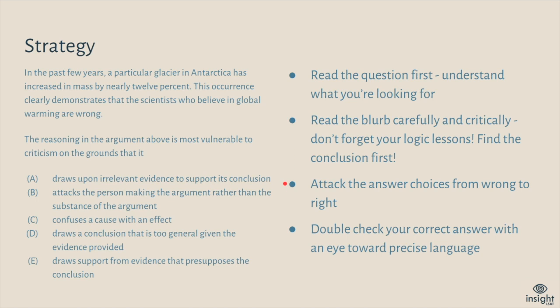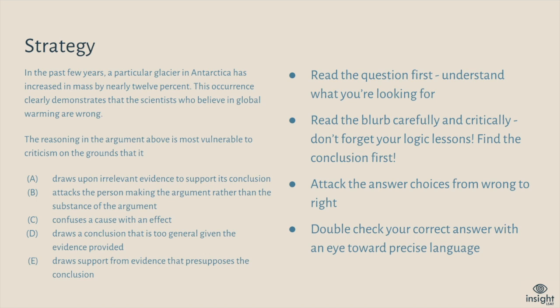Third point, once you get to the answer choices, once you've read the question, then you've moved up to the blurb and read it carefully and in a focused way, you're going to look at the answer choices. And you're going to attack these choices from wrong to right. You're going to cross out answer choices as you see that they're incorrect. You're not just glancing through and trying to find the correct answer, because if you do that, you might get tricked by an answer that's almost right or that looks pretty good.